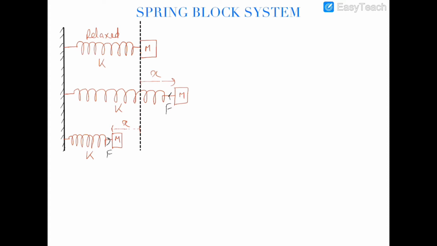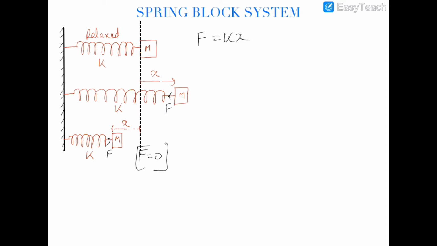Now if this spring is stretched by a distance of x, then there would be a force acting on the block which would be bringing the block back to the mean position, and the mean position would be the position in which the net force acting on the block would be 0. So this line is the mean position, and in this case the block is displaced by a distance of x from the mean position. So the force acting on the block in both of these cases is equal to kx.